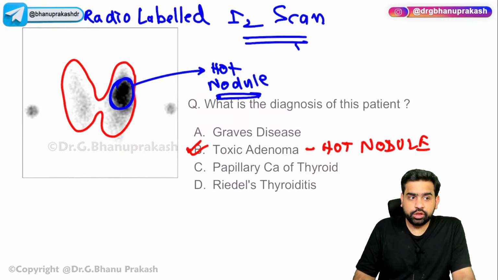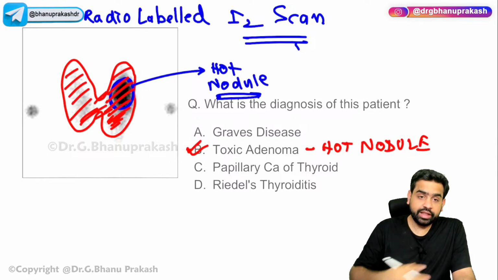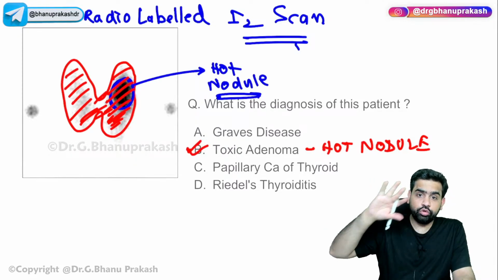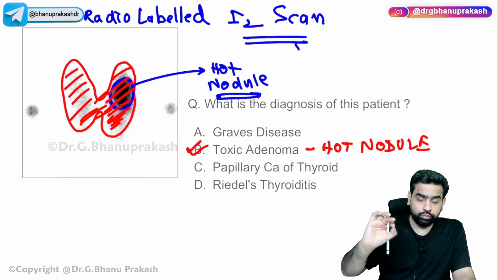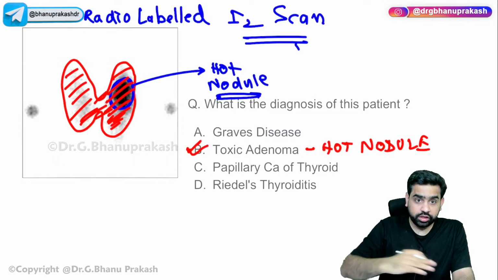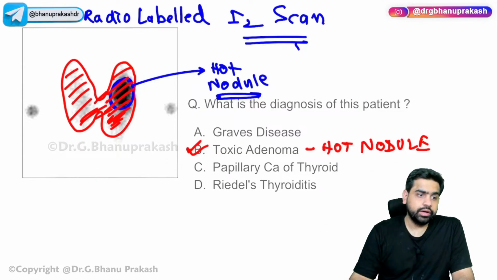Now, why is this not Graves' disease? Because in Graves' disease, what is going to happen? The entire thyroid gland is going to have an increased uptake. So in Graves' disease, the entire thyroid gland is going to have an increased uptake. But over here, what you have is a toxic adenoma. So this is your hot nodule. Are you understanding my point? Please understand and please remember this. In Graves' disease, the entire thyroid would have had the increased uptake. Okay, what will be the treatment here?